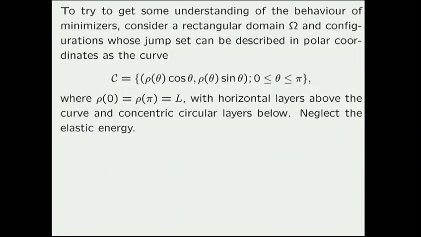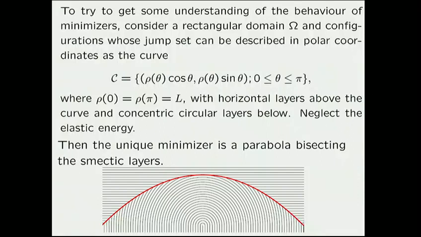to try and get some understanding of the minimizers, we'll consider a rectangular domain and configurations whose jump set is given in some sense. It's going to be in polar coordinates. Theta is going to go from 0 to pi, and there's going to be a rho of theta. Above the curve, rho of 0 and rho of pi is going to be L. You're going to have horizontal layers above the curves and concentric circular layers below, and we neglect the elastic energy. So above some curve, which we express in terms of polar coordinates, the layers are going to be horizontal, and below, you see the vertical bits for the boundary data, we're going to have these circular layers. And then it turns out that the unique minimizer is a parabola that bisects the smectic layers exactly.